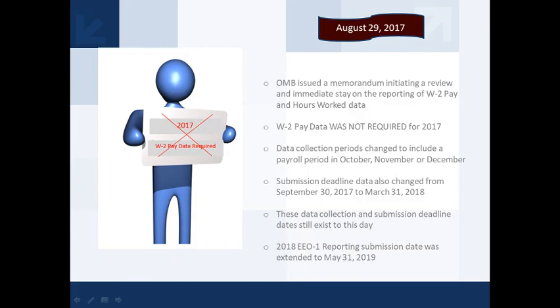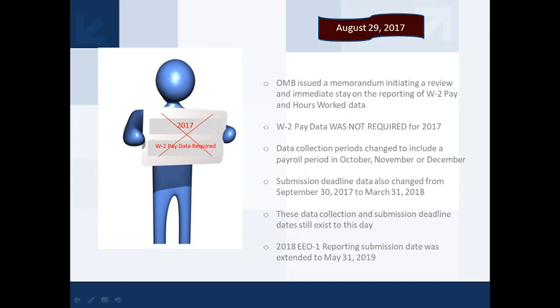The 2017 EEO-1 report data collection period changed from July 1st through September 30th to submitting employment data from a payroll period in October, November, or December of 2017. The 2017 EEO-1 report deadline was also changed from September 30th of 2017 to March 31st of 2018. This was a big change for employers. These data collection and submission deadline dates are still in effect today.